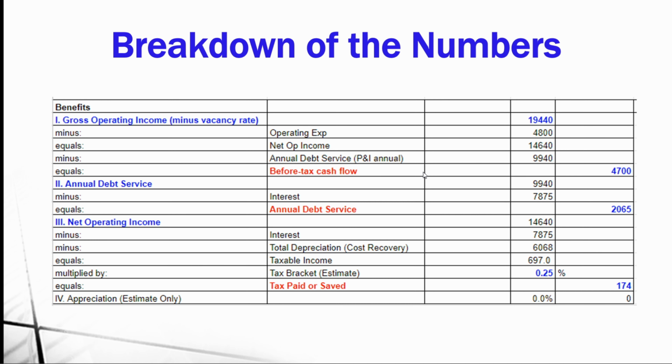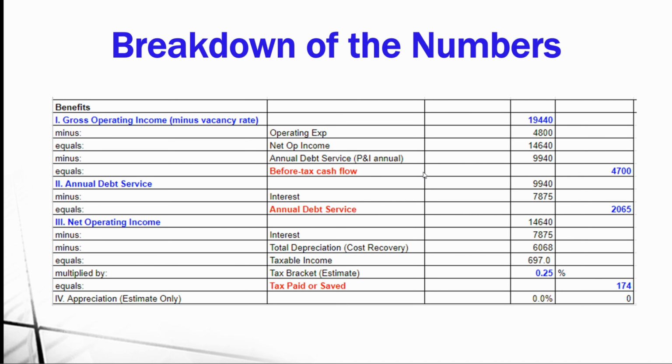Then you have your operating expenses, which is the insurance and taxes added together for $4,800, making it a net operating income of $14,640. Annual debt service is $99.40. So you have a before cash flow, which we saw before, of $4,700.